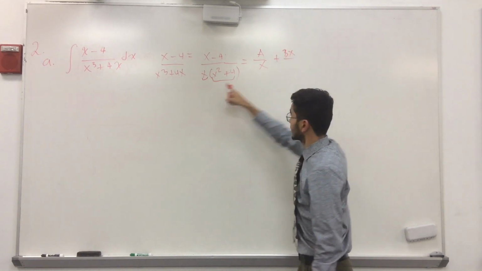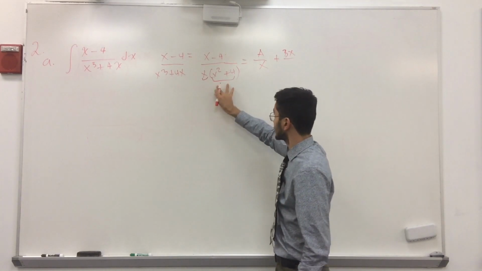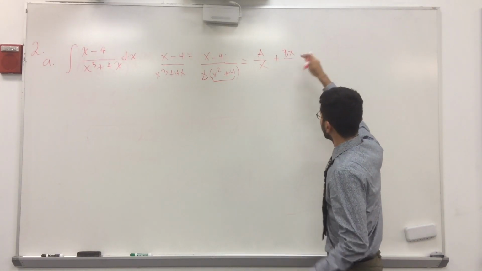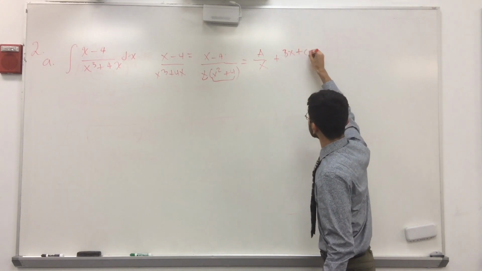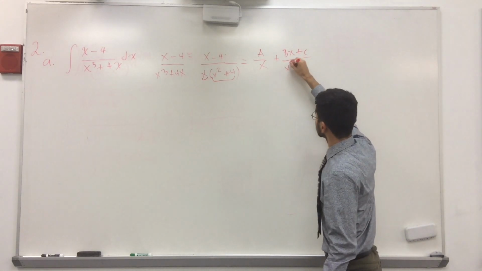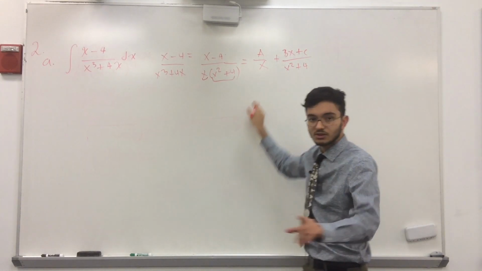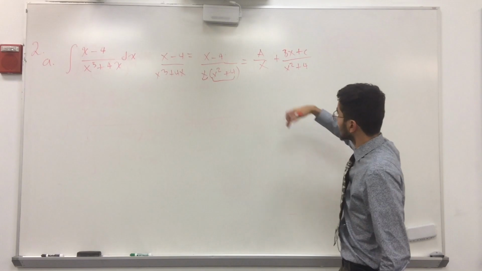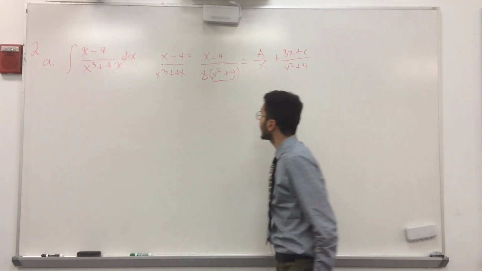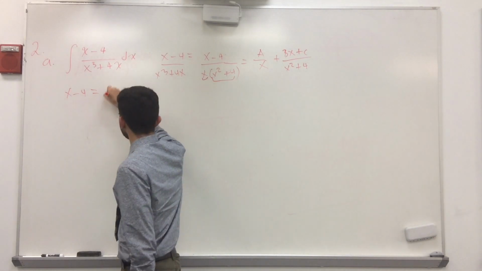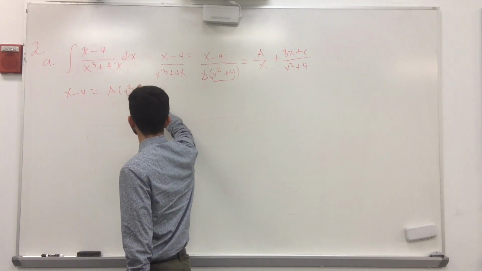we were accounting for the fact that this factor over here is a polynomial of second degree. So we have bx plus c divided by x squared plus 4. Okay, now we can find the least common denominator over here, and then we can solve for a, b, c. Okay, so we have that x minus 4 is equal to a times (x squared plus 4), right?